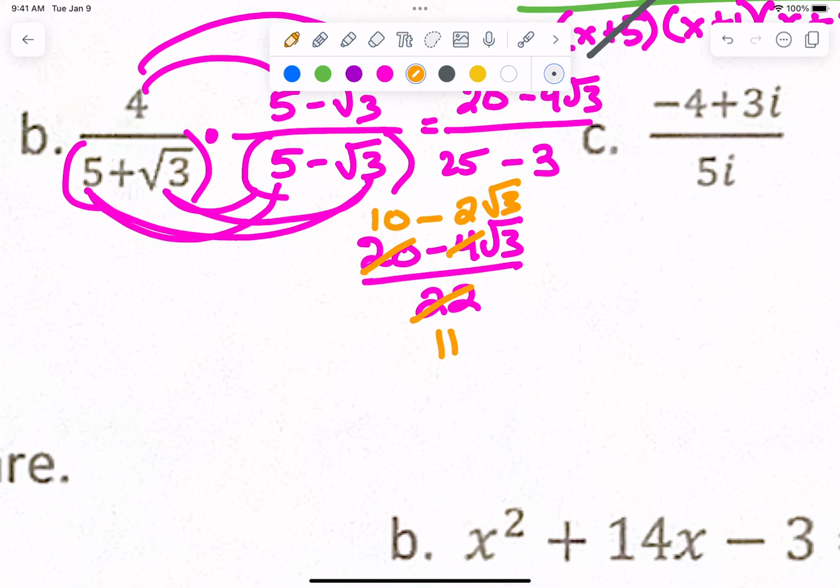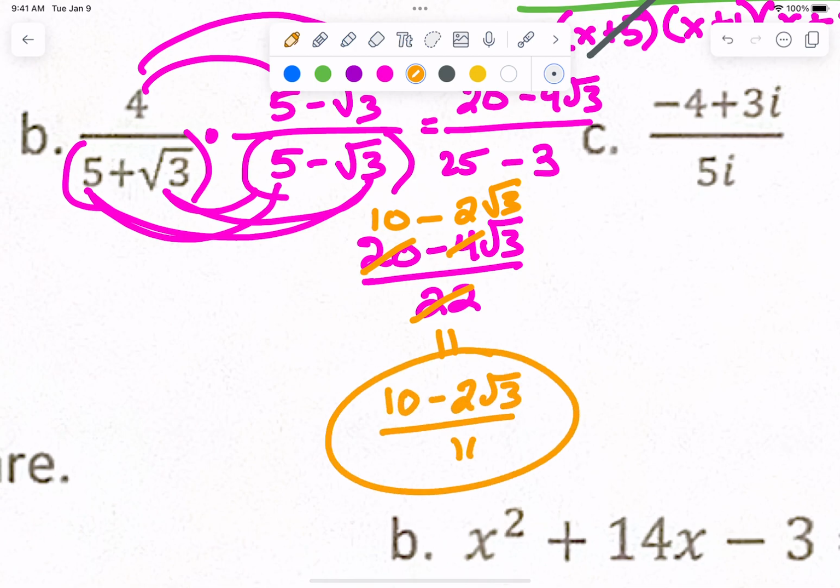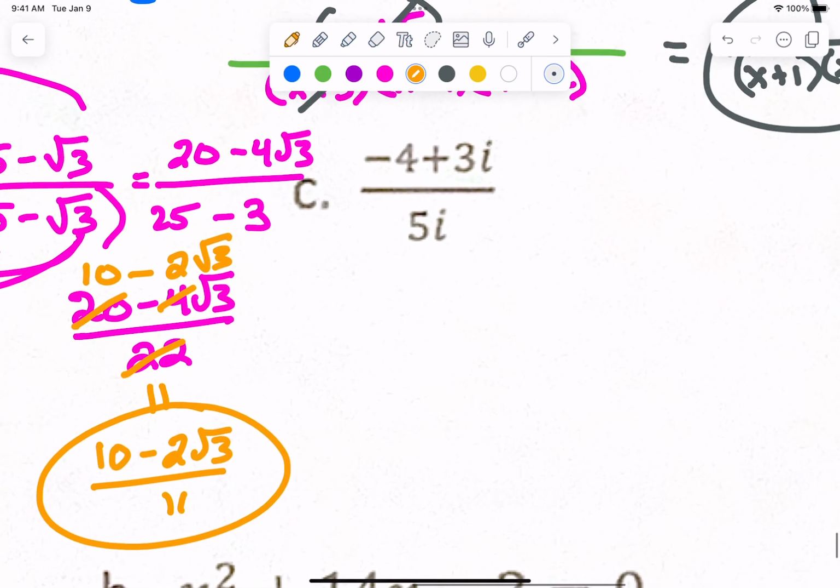I'm going to write it nicer. 10 minus 2 square roots of 3 all over 11. There we go. 11 is prime. Questions about that? You know what you did on the bottom row? I love prime. Okay. All right.